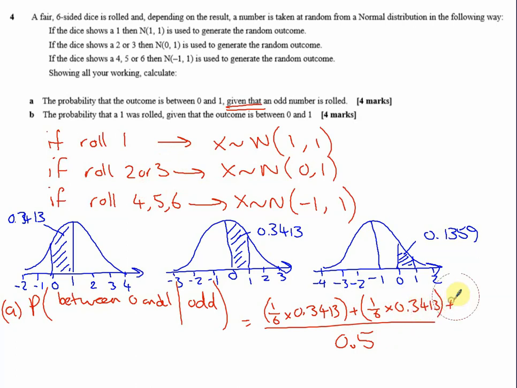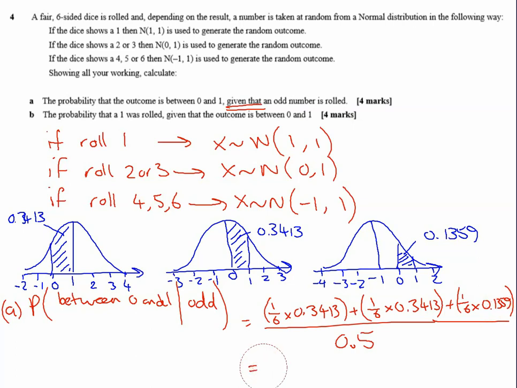Let's see if I can squeeze this in. Right, the third one. So there's only one odd, and that's a 5. So again, the probability of rolling a 5 is 1 out of 6, and we're going to times that by 0.1359.